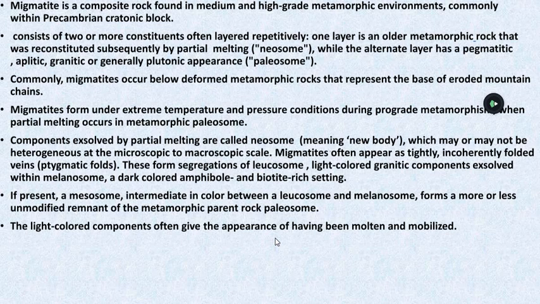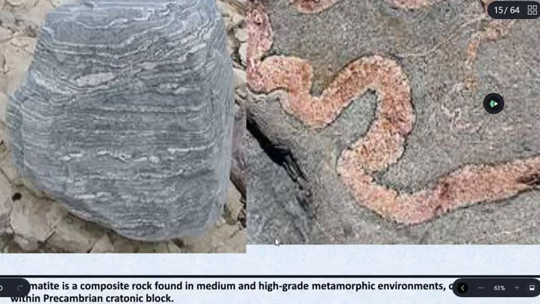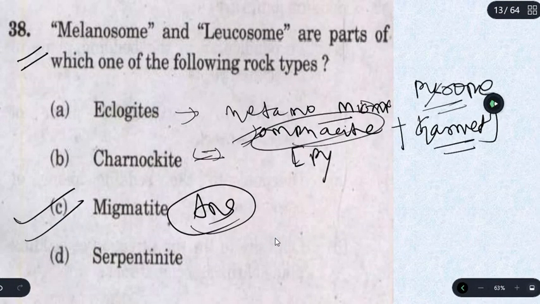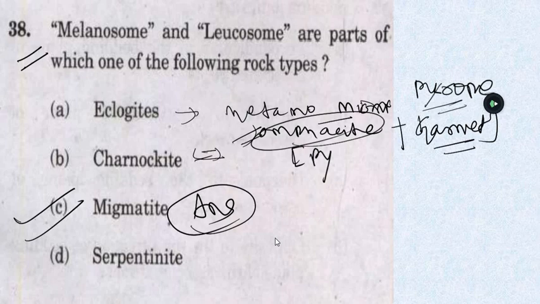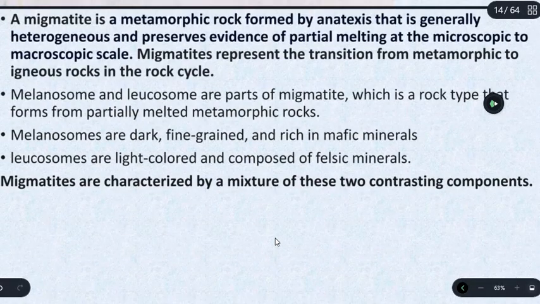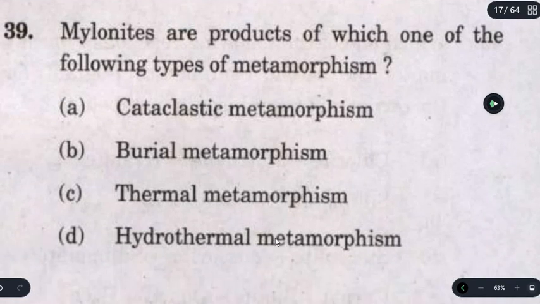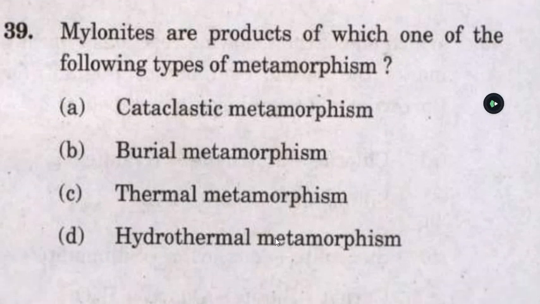And the light color is normally the granitic component, right? Normally granite. And the dark color is due to the presence of mafic minerals, like maybe some amphibole, some biotite, right? So there will be some metamorphic segregation and differentiation. Clear? Or any doubt? So what will the answer be? Migmatite. Okay? Clear or no? Tell me this. Question 39.